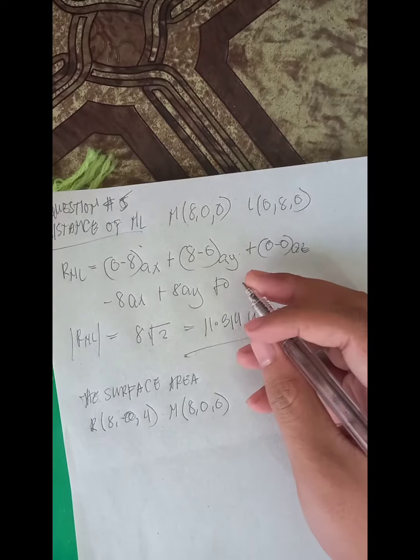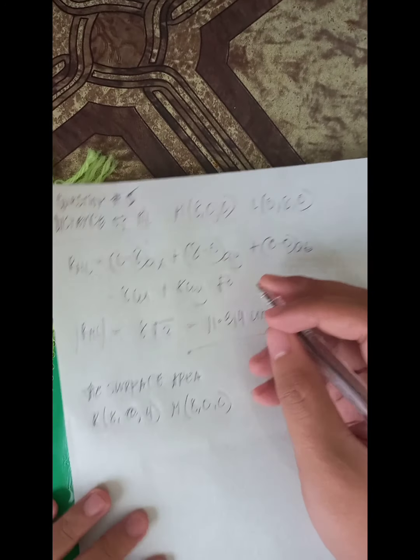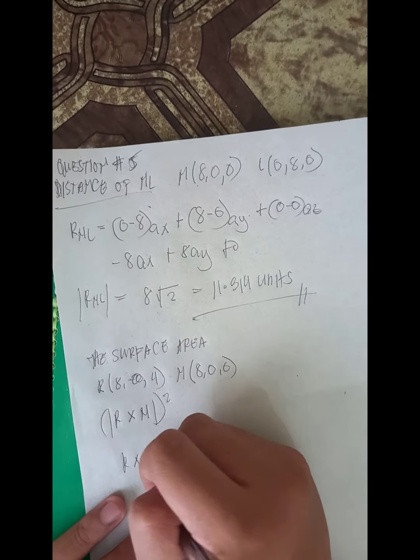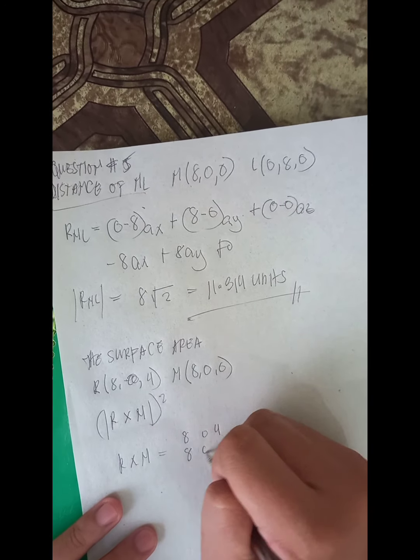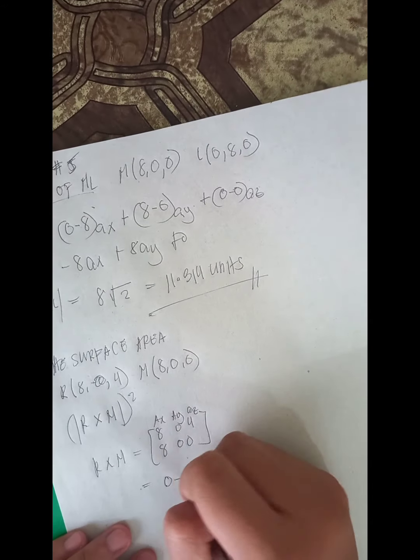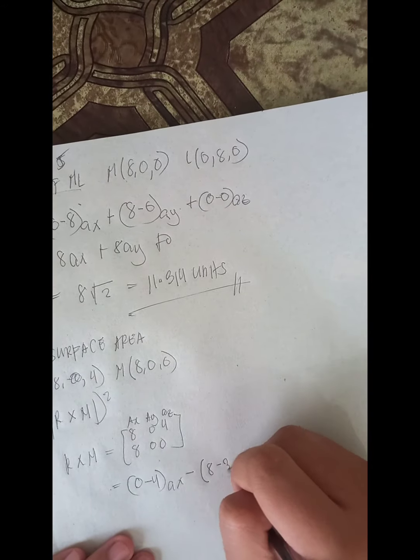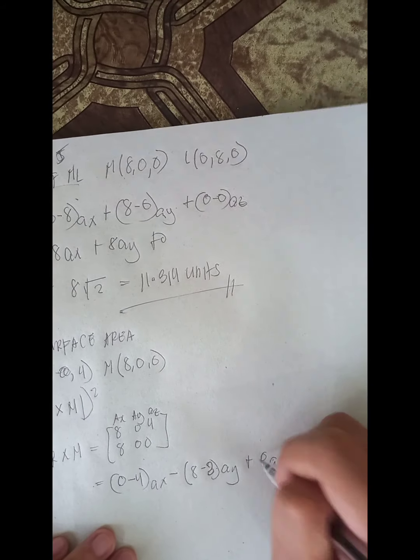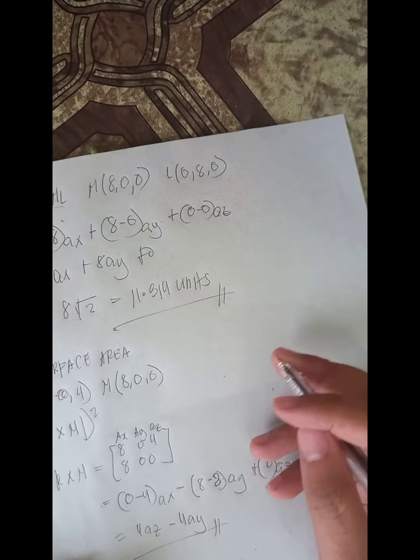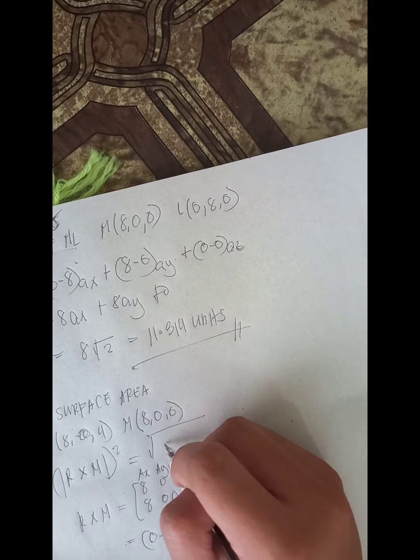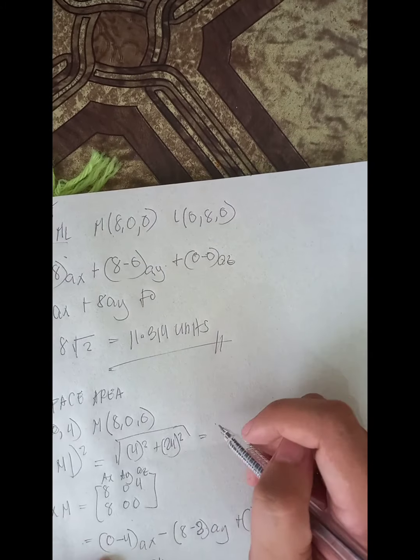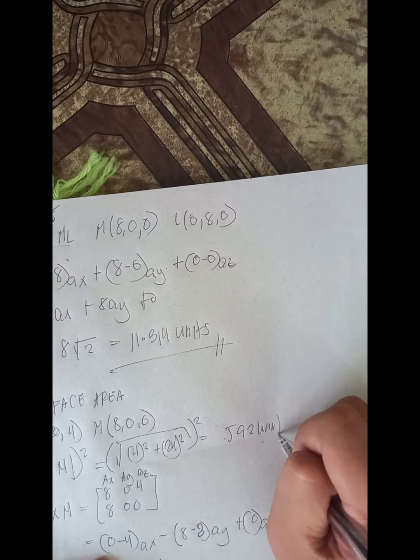Second is the surface area. So get the value of RN and RM. In getting the surface, we have to use the cross product. Get the value of AX, AY, and AZ. We have a formula of quantity squared because the value of area is length squared.